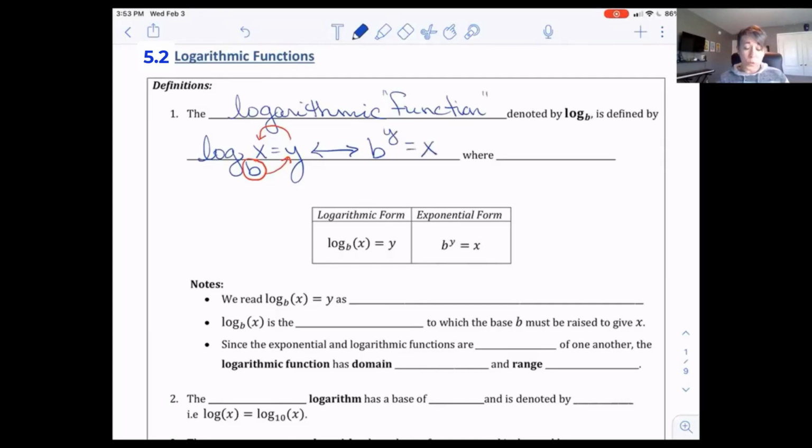Now, in logarithms, we do have some restrictions. Our base has to be a positive number. If it's negative, then when you take it to a different exponent, it's just going to oscillate between a negative and a positive number. Also, our base cannot equal 1. Otherwise, no matter what the exponent is, it's just going to give us 1, so might as well just write the number 1. And since our base has to be positive, that means that the argument x also has to be positive. So we've summed that up in the box below, the logarithmic form and the exponential form.